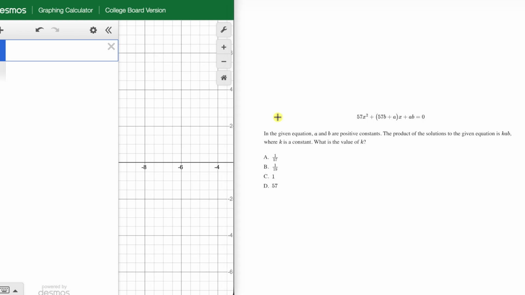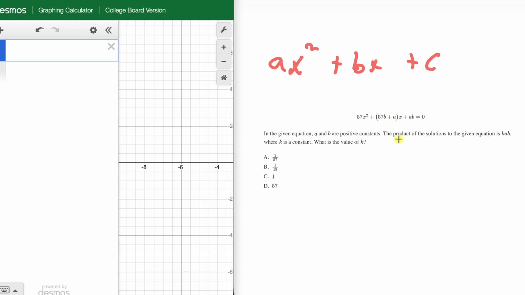So another thing you need to know is the quadratic expression, which was in the last problem we did: ax squared plus bx plus c. This is the standard form for the quadratic expression, and it's very useful in helping us find the product and the sum of the solutions.